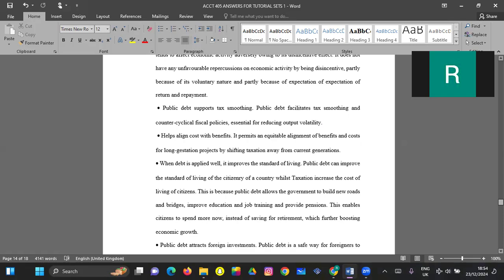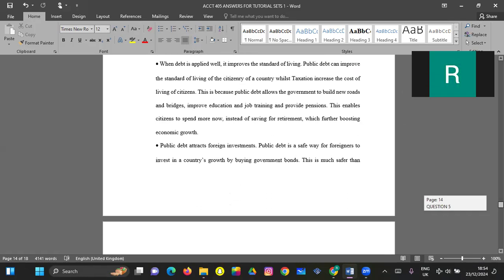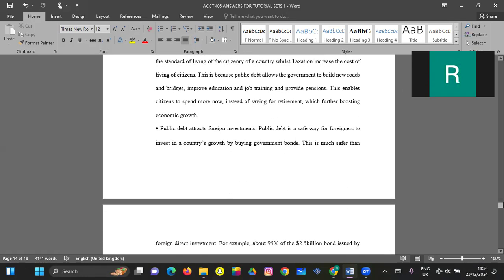the standard of living, right? But debt will not increase the standard of living when it is not being applied well. Then public debt attracts foreign investors, right? So if the government issues bonds and so on, foreign investors will what? Then invest in the country.